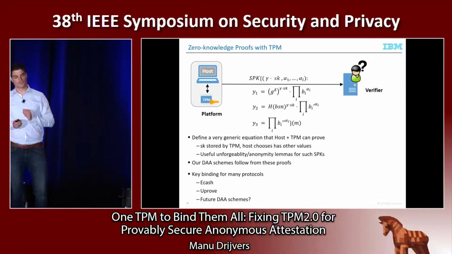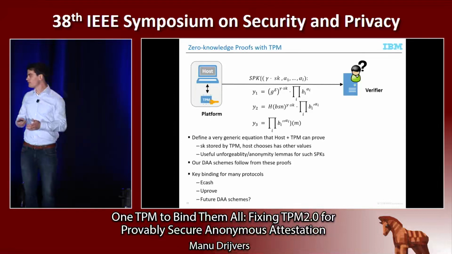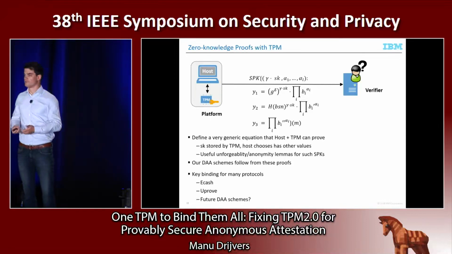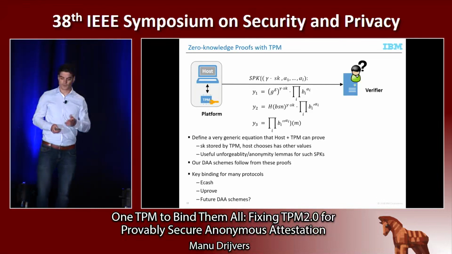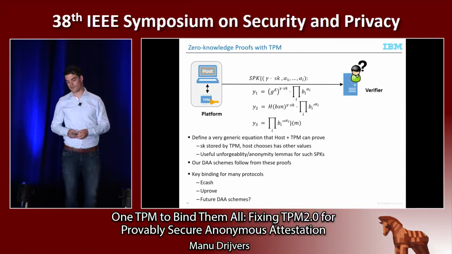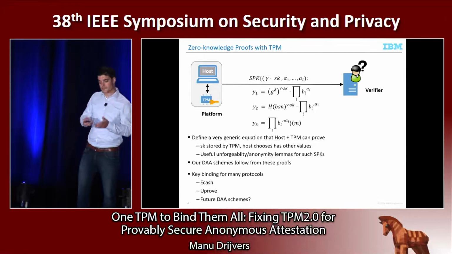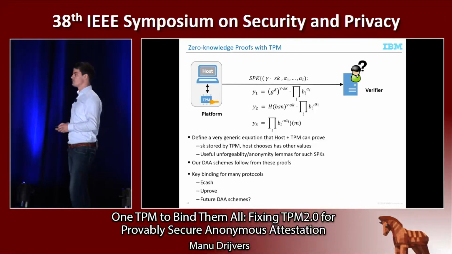Now, what this result allows you to do is place that key inside the TPM, and from this generic equation that we show we can compute, we can directly show that this is secure and that we now harden the security of eCash. For uProof, which is Microsoft's attribute-based credential scheme, we can do the exact same thing. So we can make it more secure by placing the secret key inside a TPM. And we also think that this might benefit future DAA schemes.